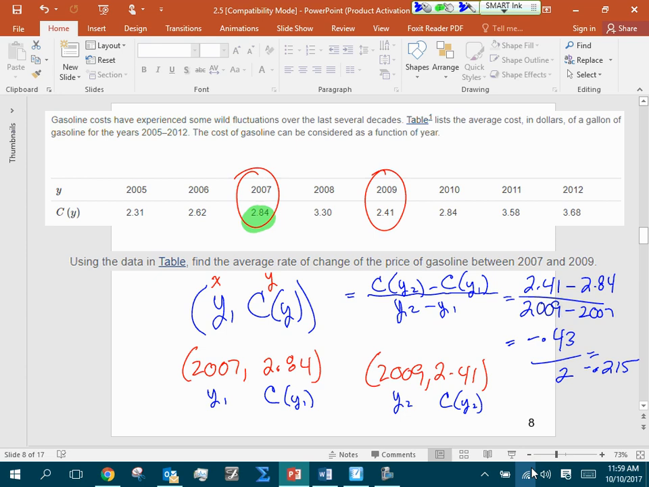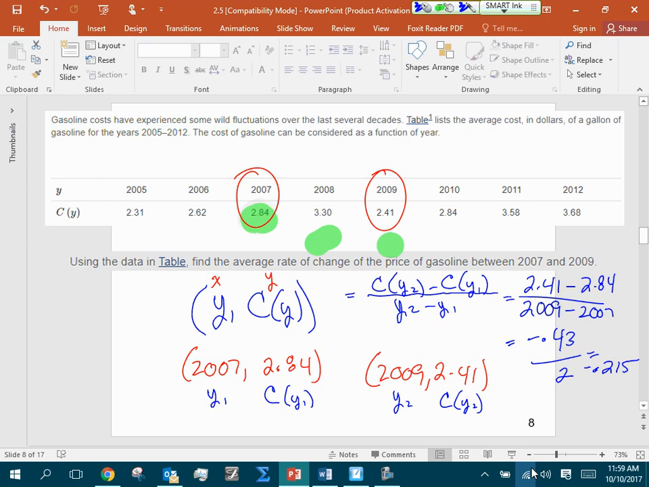Even though it fluctuated up, it eventually came back down, and the change from here, if I take 2.84 minus 21.5 cents, gets me 2008. Take away another 21.5 cents, and that should get me to $2.41. Does that make sense? Okay.